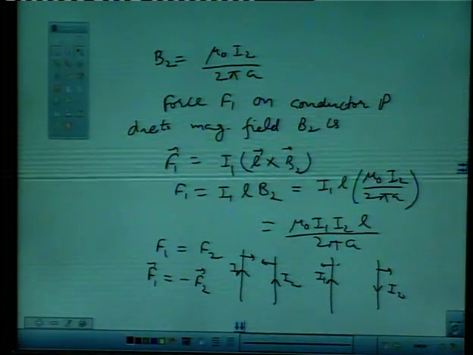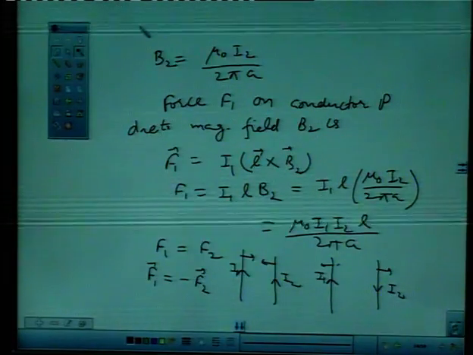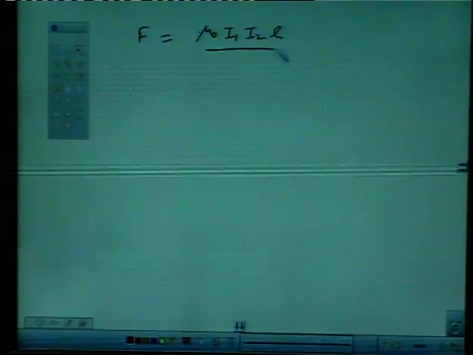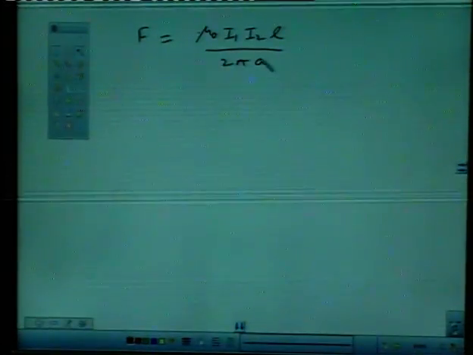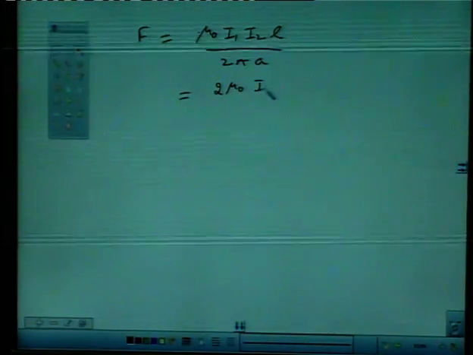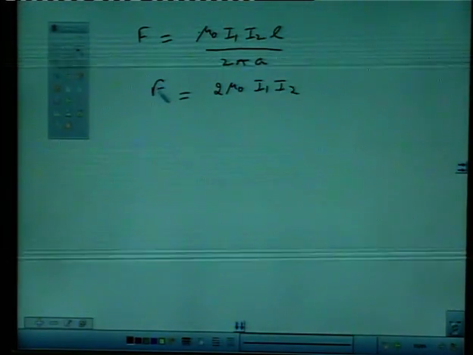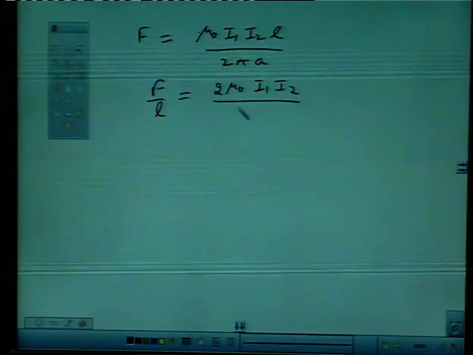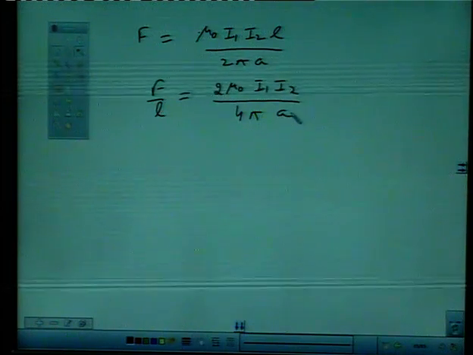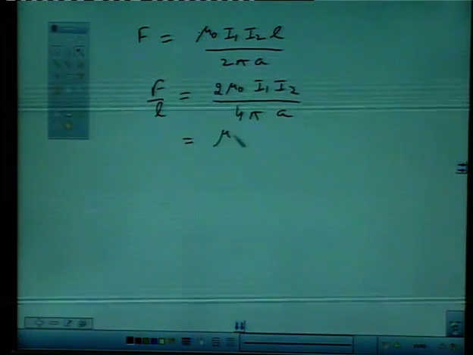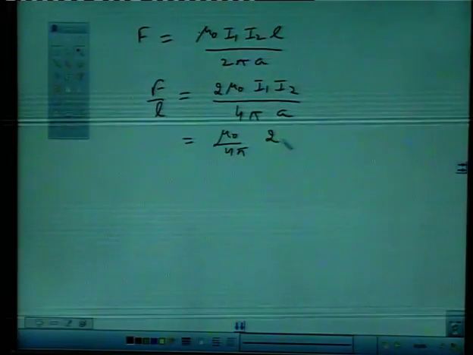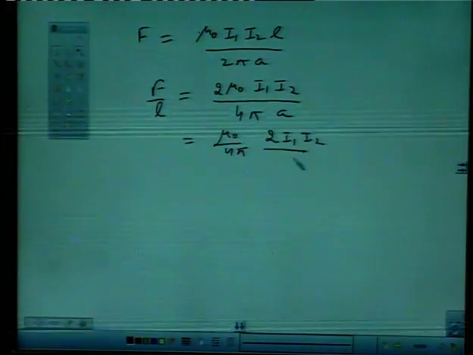So we have to remember that the force between two current carrying conductors is equal to mu naught I1 I2 L upon 2 pi A. This can also be written as 2 mu naught I1 I2 upon 4 pi A, if we talk about force per unit length. This is equal to mu naught upon 4 pi times 2 I1 I2 upon A.